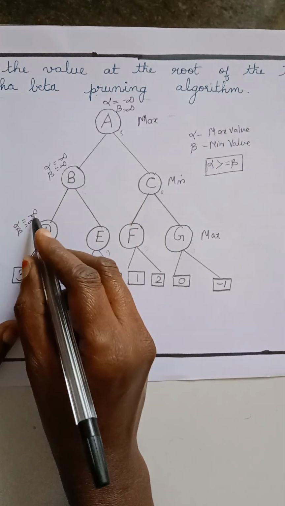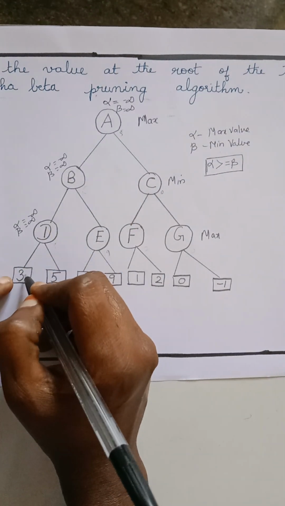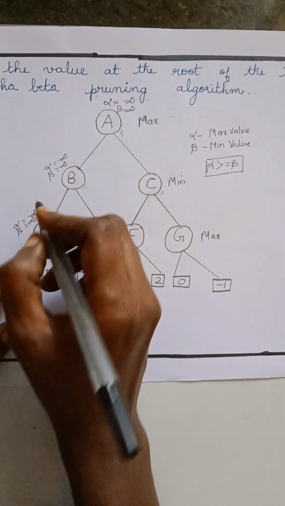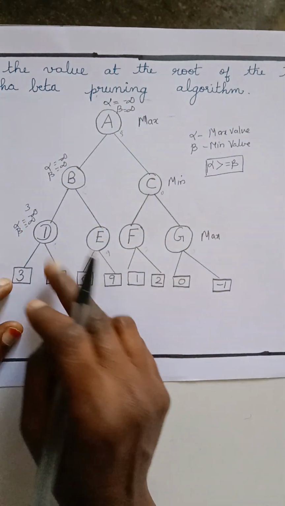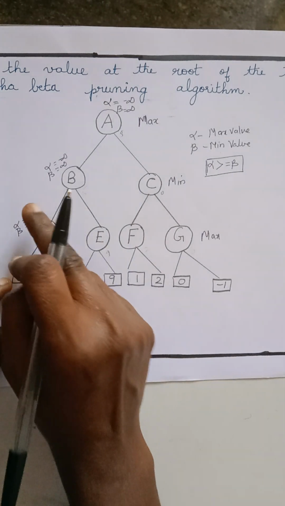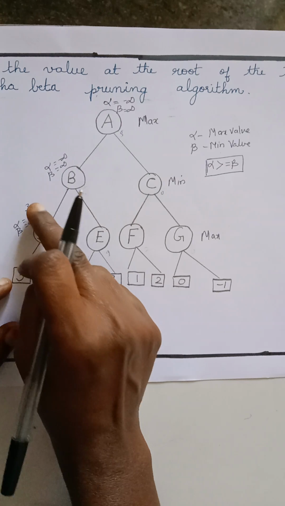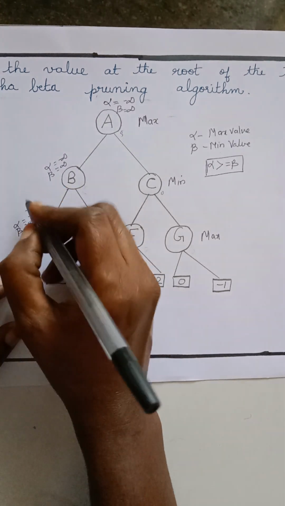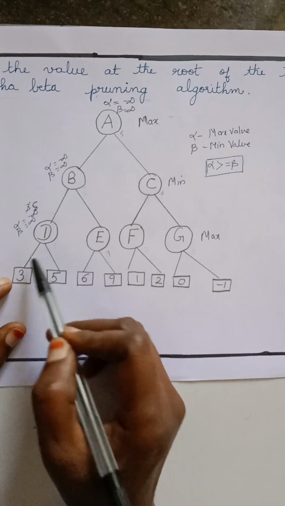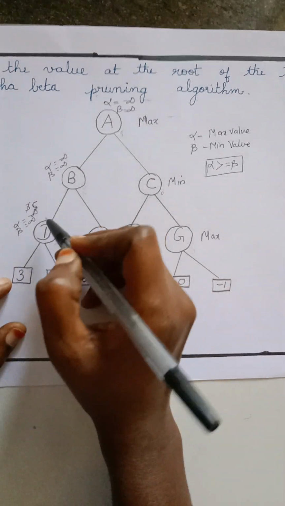First you check the value of alpha with the left value. Here it is 3 and minus infinity, which is the maximum? 3 is the maximum, so first you update alpha as 3. Next you go to the right, here we have 5. Again you check 3 or 5, which is the maximum. 5 is the maximum, so we update alpha with 5. So you have updated this node.